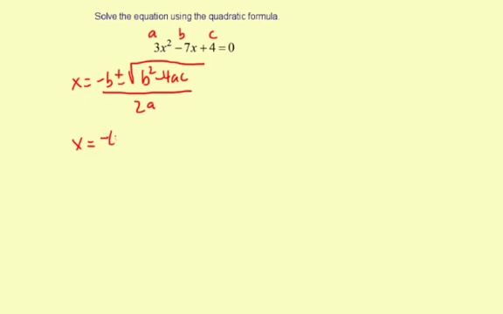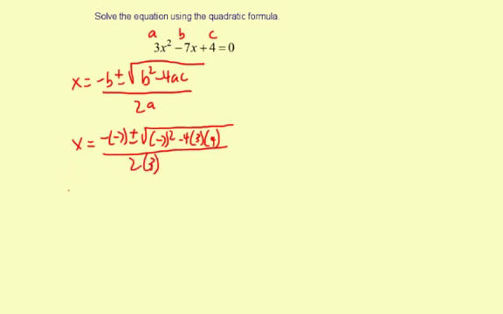So negative of negative 7, that's going to be negative b, plus or minus square root of negative 7 squared minus 4 times 3 times 4. That's 4ac. And then all over 2 times 3, because a is 3.